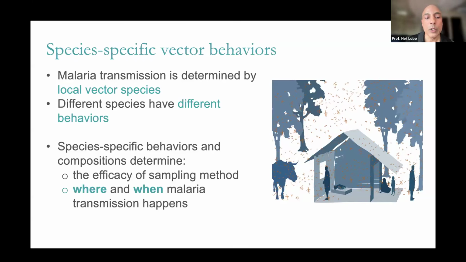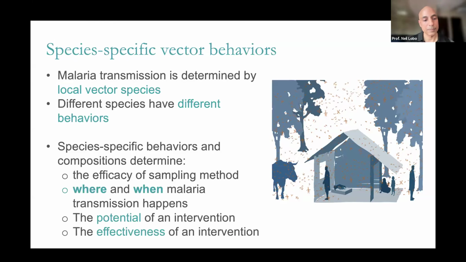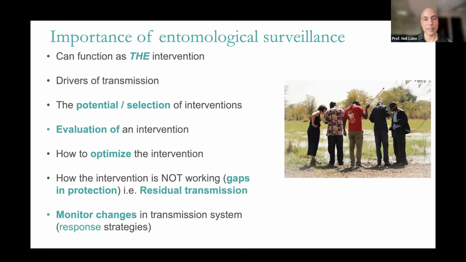Species-specific behaviors will tell you where and when transmission is happening alongside human behaviors, and I'll describe that in another presentation. And species-specific behaviors will also tell you the potential of an intervention. If your mosquitoes are resting on walls indoors, IRS might be effective. And you can also evaluate an intervention based on species-specific behaviors.